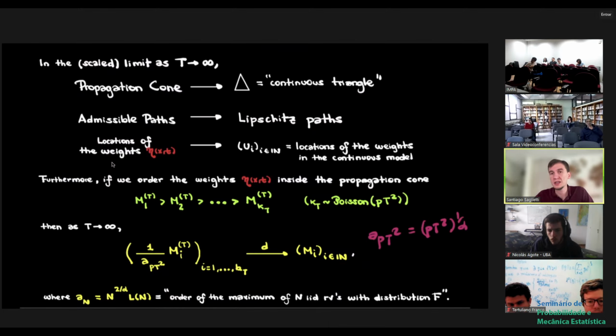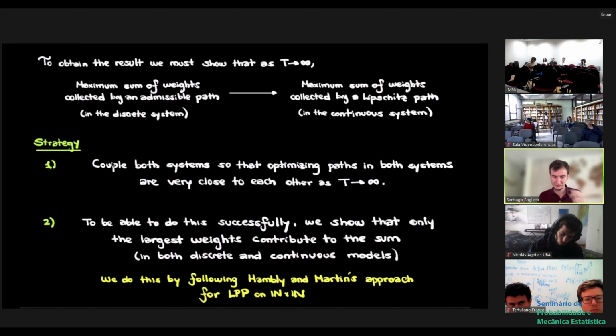And so the only thing that we need to show is that the solution of the discrete maximization problem converges to the solution of the continuous maximization problem. So how do we do that? I will explain briefly. To obtain the result, we need to show convergence of the maximums.